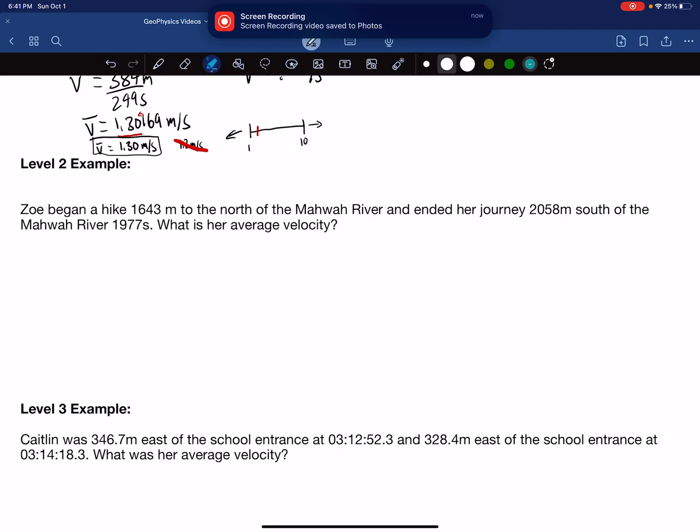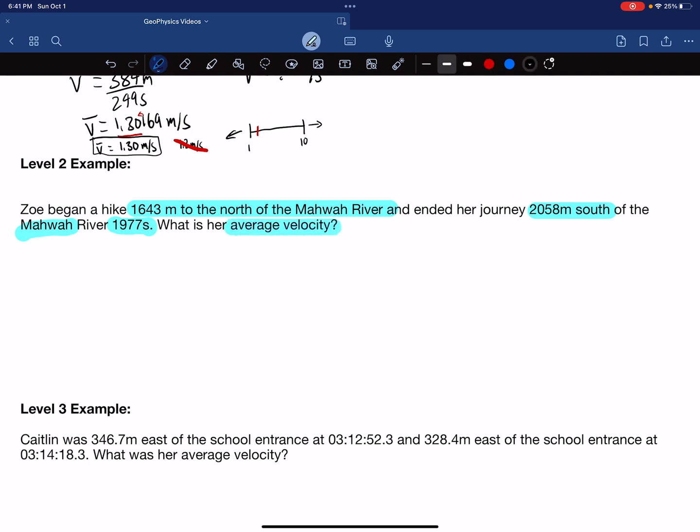In our level 2 example for average velocity, we see Zoe began a hike 1643 meters north of the Mahwah River, and she ended her journey 2,058 meters south of the Mahwah River after 1977 seconds, and we're looking for her average velocity. When we try to label this information, she began, so this is our starting position, and then she ended 2058 meters south, and this 1977, well, that's the time interval. That's how long it took. And we are looking for the average velocity.